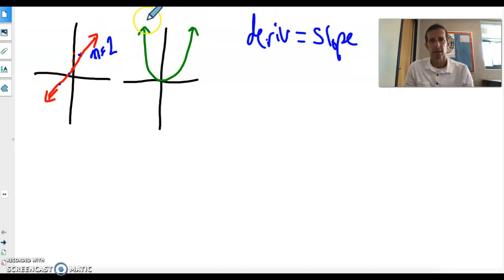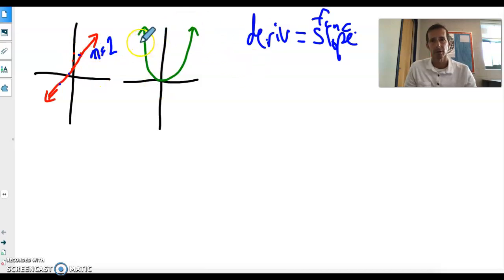If I look at a parabola, like 1 degree up from a line, the slope at any point on this curve is changing. It's different. So what the derivative does is it gives us a function to find the slope. It'll give us an equation that we can use to find the actual slope at any point on a curve, which is a lot more complicated than it is on a line.